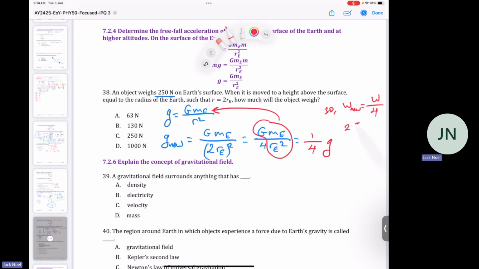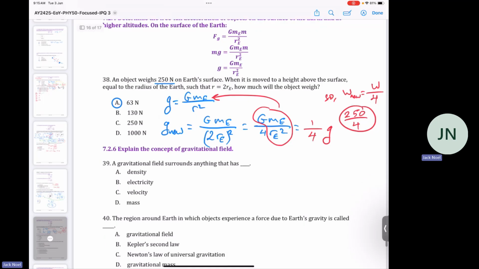So 250 divided by 4. 250 divided by 4 is approximately 63. Next.